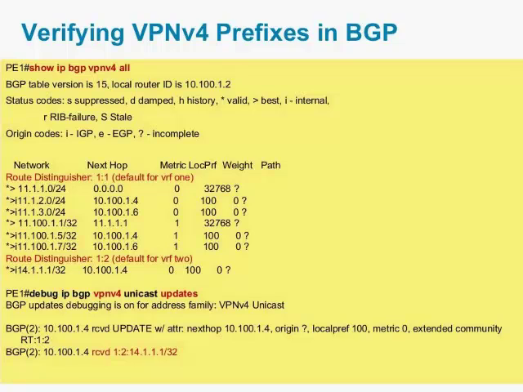So show ip bgp vpnv4 all will display all the VPNv4 addresses in the BGP table. As you can see here, route distinguisher 1:1 followed by a set of prefixes. All these are VPNv4 addresses in the BGP table.